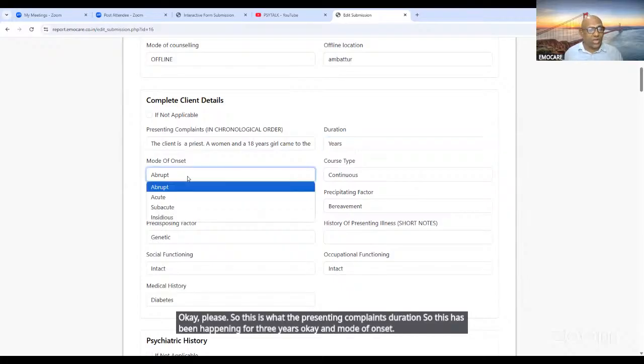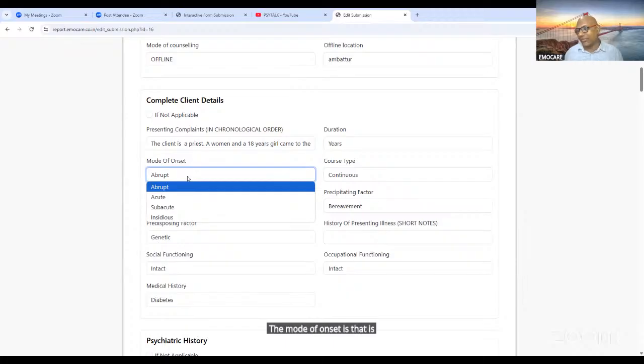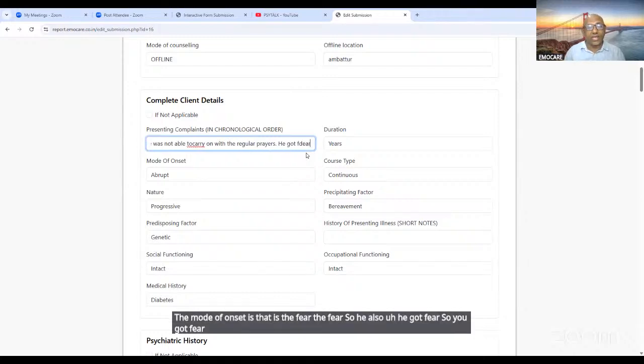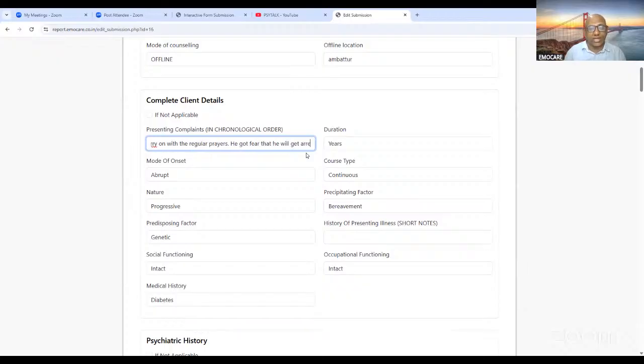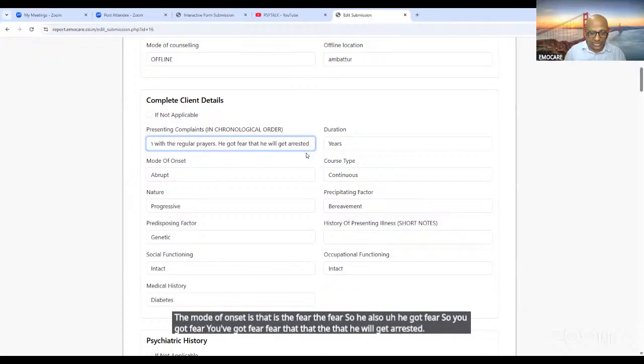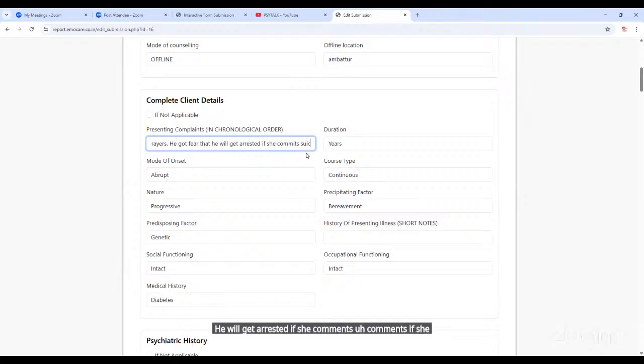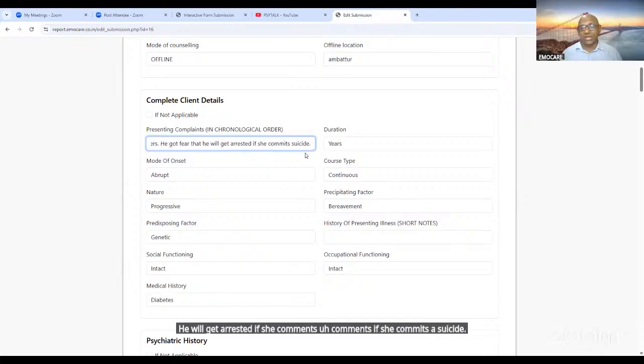The mode of onset is the fear. So he got fear that he will get arrested if she commits suicide. So that fear was everything.